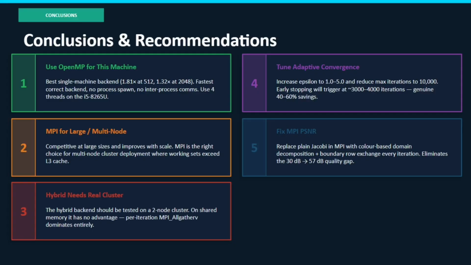Now, conclusions and recommendations. The first is to use OpenMP on this machine. It's the fastest, correct, and simple. No MPI overhead, or no processor spawning. And use MPI for large images on a cluster. It gets better as the problem size grows, which is the right property for gigapixel scale work.